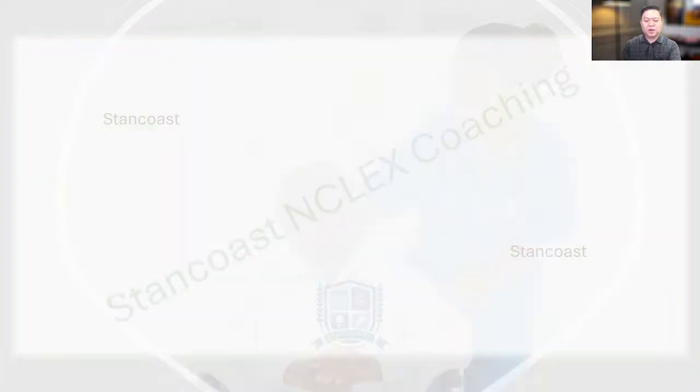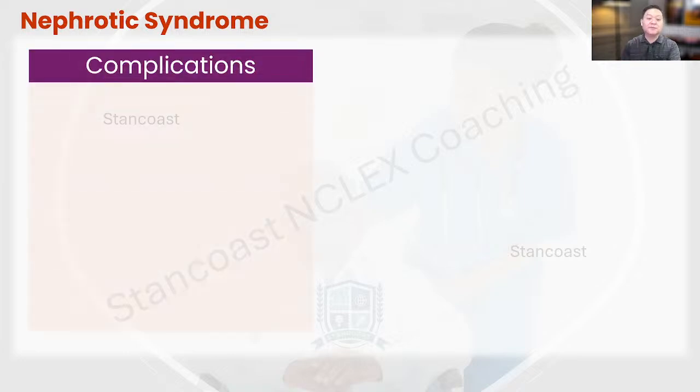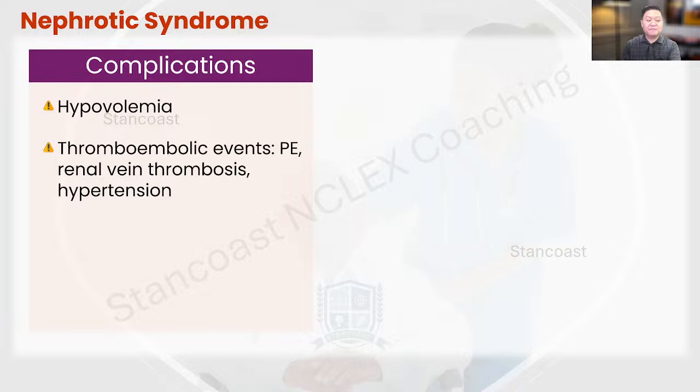Now, at this point, we're going to talk about the possible complications of the nephrotic syndrome. One of those is hypovolemia. Since we are going to lose the proteins, we are also going to lose the circulating fluid inside of the vascular compartment. It will be depleted, right? And so the patient will be at risk of developing dehydration. That is one.